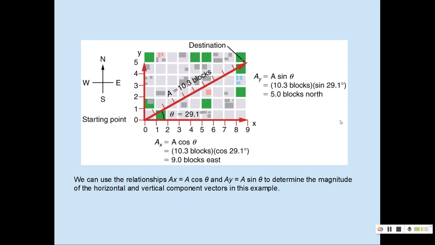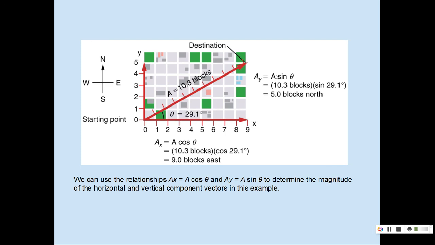So again, we can go back to that very first picture that I showed you. We can apply it to here. Certainly we can see the x component is a cosine of theta. So if you do 10.3 times the cosine of 29.1, sure enough, you do get 9 blocks to the east, right? So again, this resultant vector that we have, this 10.3 at an angle of 29.1 degrees, extends in both the x direction and the y direction. So if we have this 10.3 and this 29.1, we can use our trig to see just exactly how far it extends in each direction.